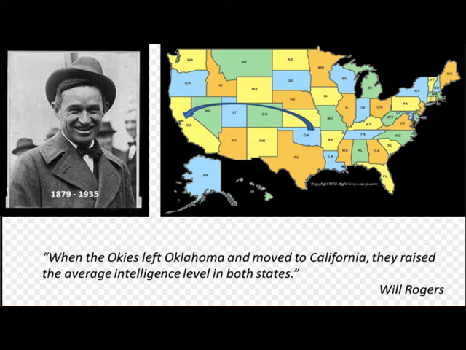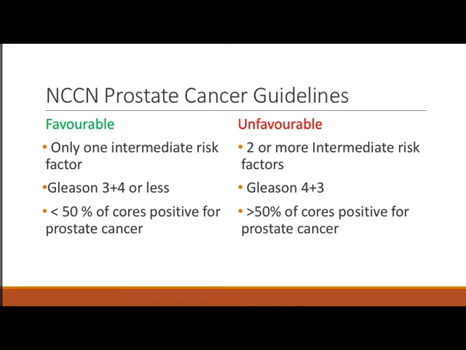So when we look at favourable versus unfavourable intermediate risk, we're talking about only one intermediate risk factor out of the so-called D'Amico criteria: Gleason 3+4 or less only, and less than 50% of the cores positive for prostate cancer. So 5 out of 10, no more than 5 out of 10 cores, 6 out of 12, etc., which is quite a high threshold, I would have thought. And unfavourable is the corollary of that, obviously.